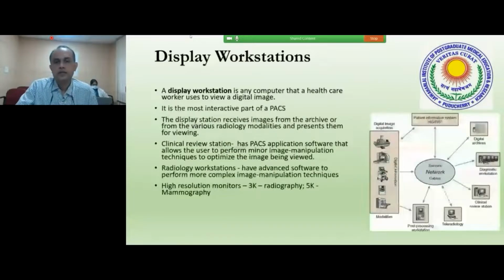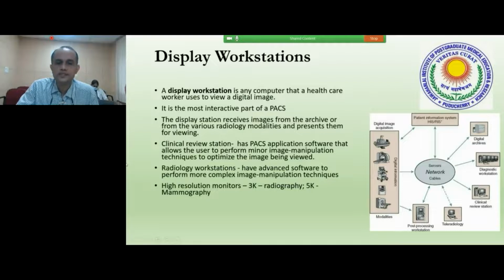Coming to the second part of the PACS, that is the display workstation. The display workstation is any computer that a healthcare worker can use to view a digital image. And this is the most interactive part of the PACS. The display station receives images from the archive. From the archive, the workstation receives the image and presents it to the radiologist for viewing.